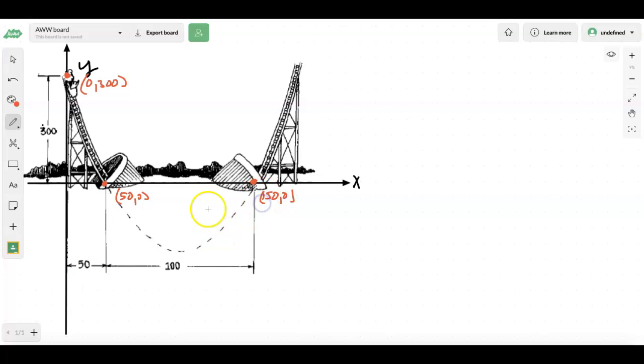We could definitely use that information with y equals some scalar, we don't know because we don't know how wide this opens up, but some scalar times (x minus 50)(x minus 150), for our roots of 50 and 150. Multiply that out, use this (0, 300) to find your scalar a, substitute that back in, complete the square. That is definitely something you can do.